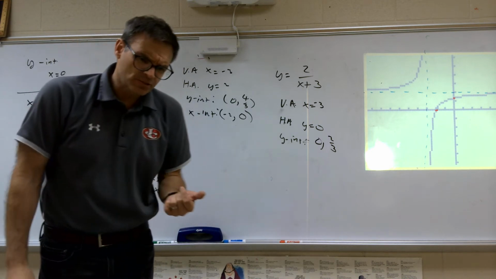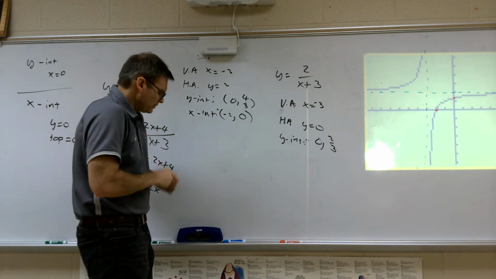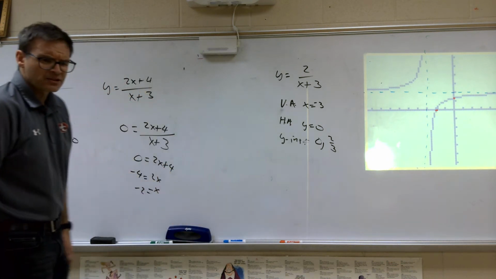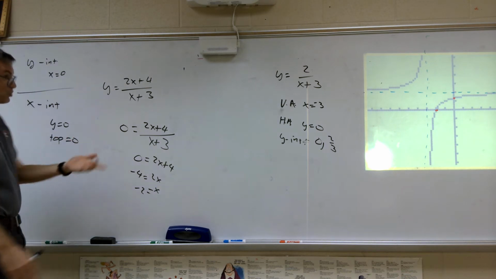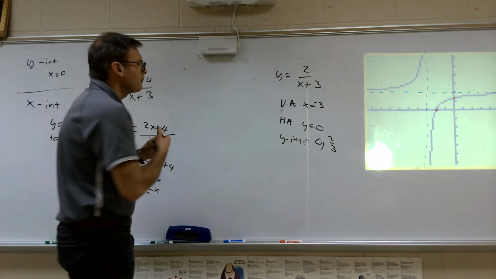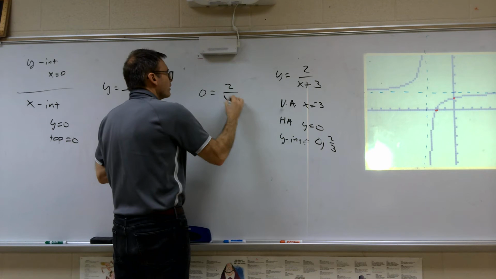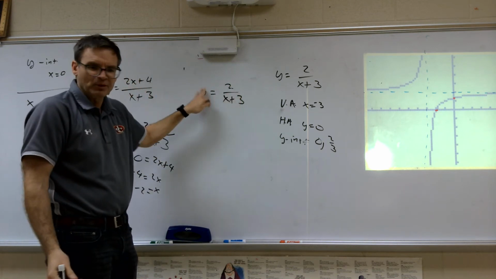And so now, how do we find the x-intercept? Well, the way you find the x-intercept is you set y equal to 0, or since it's a rational function, just go ahead and set the top equal to 0. So I'm going to do that. I set 0 equal to 2 over x plus 3, although the shortcut is you just set the top equal to 0.